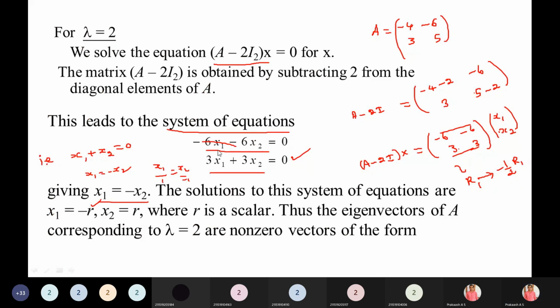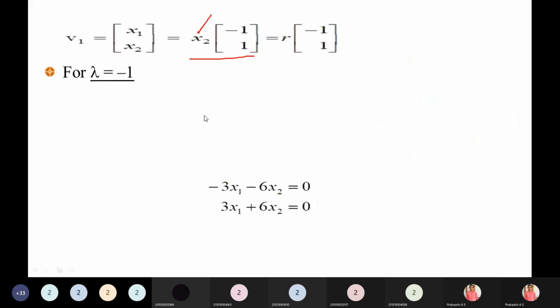So we will get the eigenvector like that for a 2 by 2 matrix if it has only one equation. So for x2 equal to r, the eigenvector is this one. Next we are going to find the eigenvector for lambda equal to minus 1. Do you have any doubts up to this? If you have doubts, you can ask.